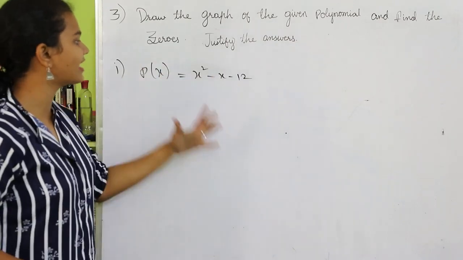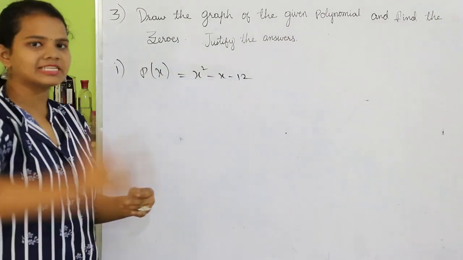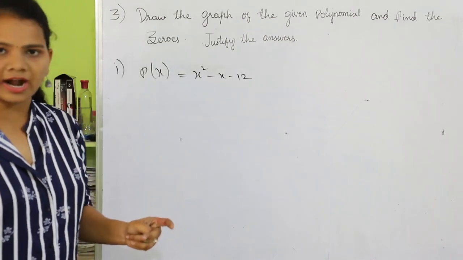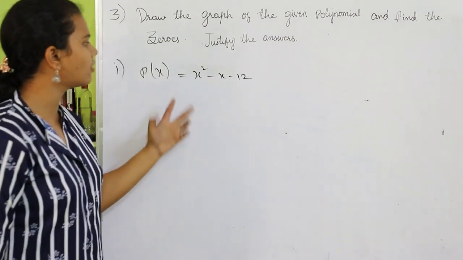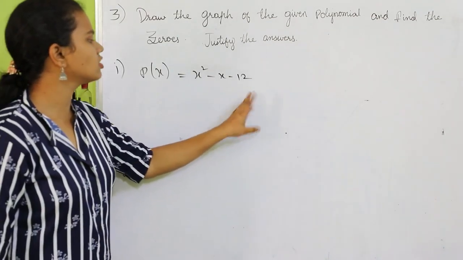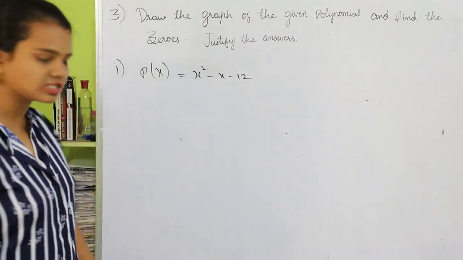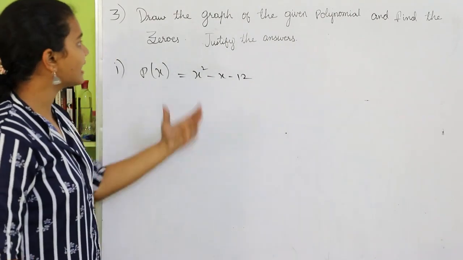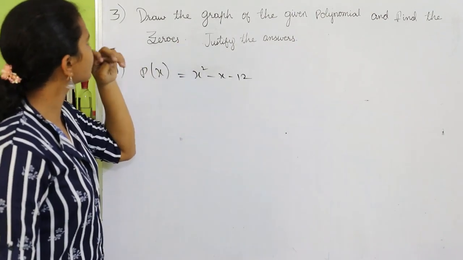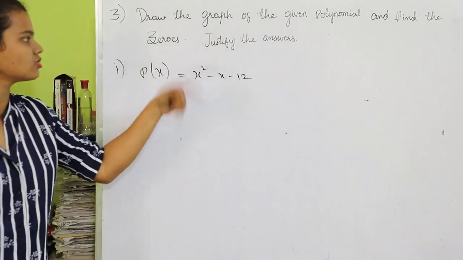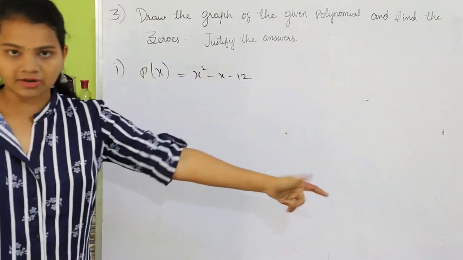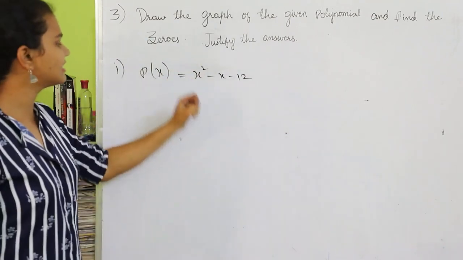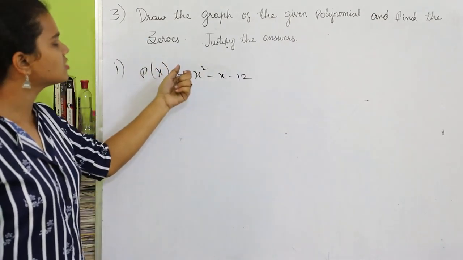Firstly, let us find the zeros, because while checking all the numbers it becomes very difficult. So first, let us find the zeros for this given polynomial. So what are the zeros of the polynomial? As we have done in the previous question, we dealt with this problem. So now, find the zeros.